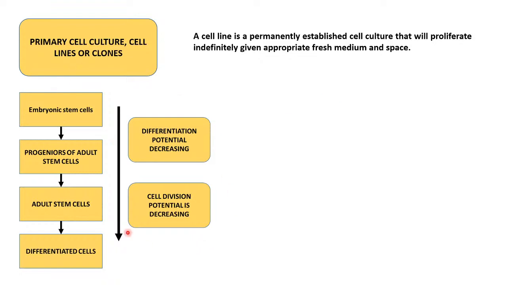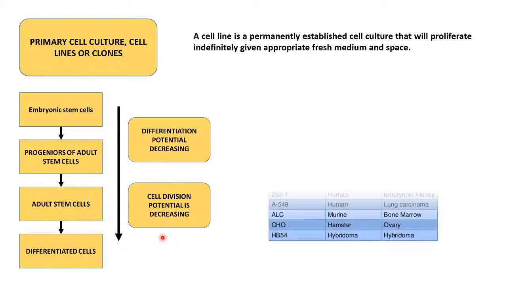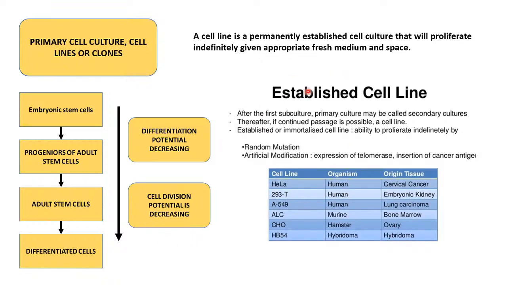Now, we again have this pathway where the embryonic stem cell gives you progenitor of the adult stem cell, then differentiated cell, and two properties are decreasing: differentiation potential as well as cell division potential. So the established cell lines we are actually getting from the primary cell culture only, and this primary cell culture on repetitive cultures can give you what? An established cell line, and these cell lines become immortalized and they get the ability to proliferate indefinitely.